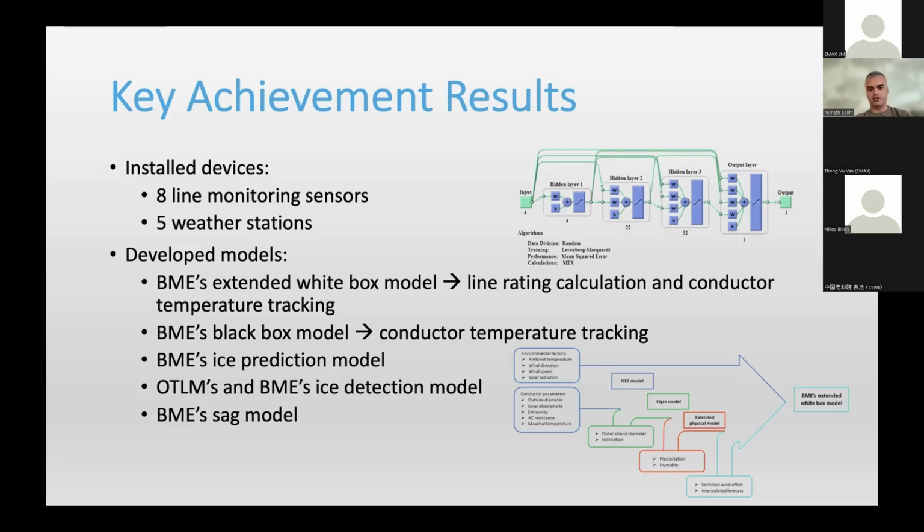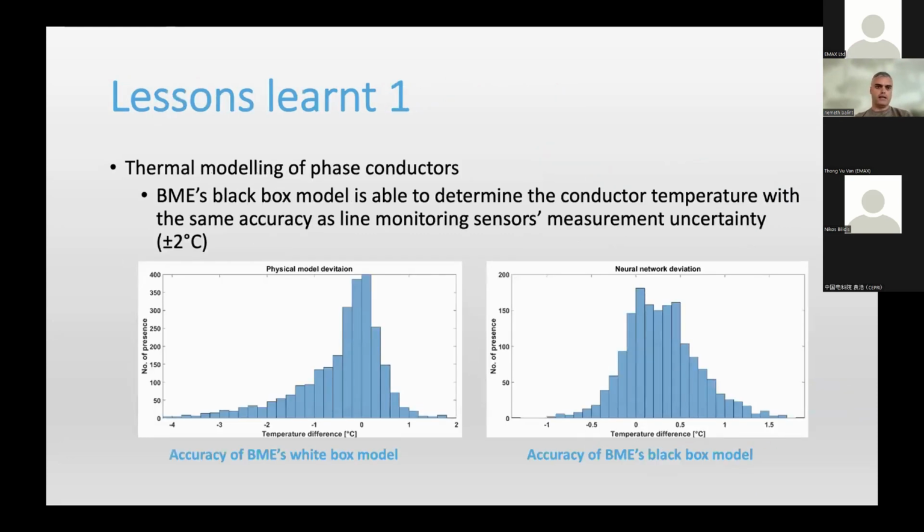The OTLM and BME ice detection model not only gives a prediction, but is based on the inclination of the sensor, what it could measure, and also on the photos that you can see, and I will show you later on. We could also see exactly if there was any kind of icing, and based on the camera included in the OTLM sensor itself, you could see the real icing, what is going on. And the BME sag model was also finally included in the model itself. So all this was developed during the first part of FLEXITRANSTORE, and after that we did the demonstration as well. So what are the lessons learned?